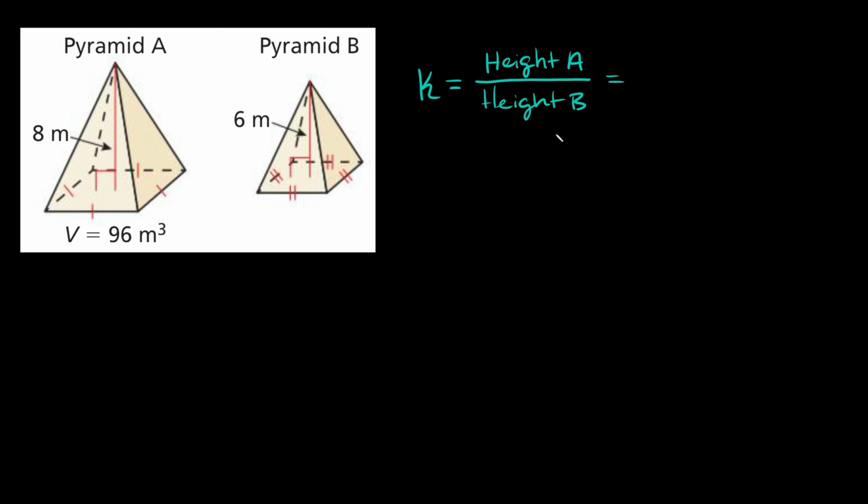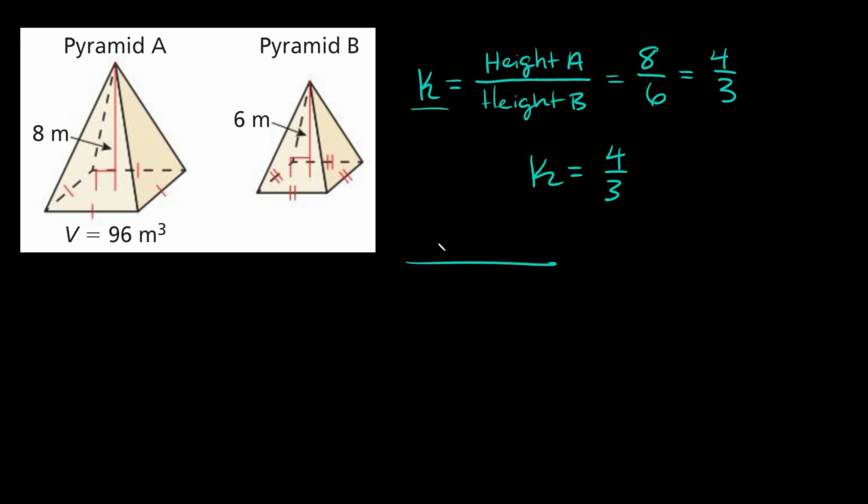Okay, so let's plug in those numbers. What is the height of A? That's 8. And the height of B is equal to 6. Now, 8 over 6, we could reduce that down to 4 over 3. So our scale factor k is equal to 4/3. Now that we found our scale factor, the next thing we have to do is compare our volumes. So in a fraction, we're going to say the volume of one of the pyramids over the volume of the other pyramid.